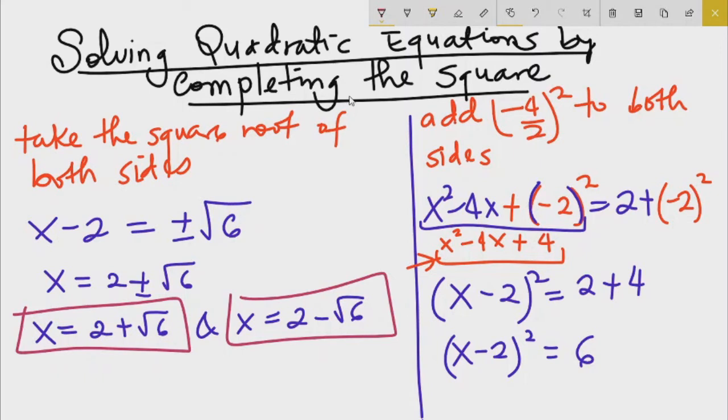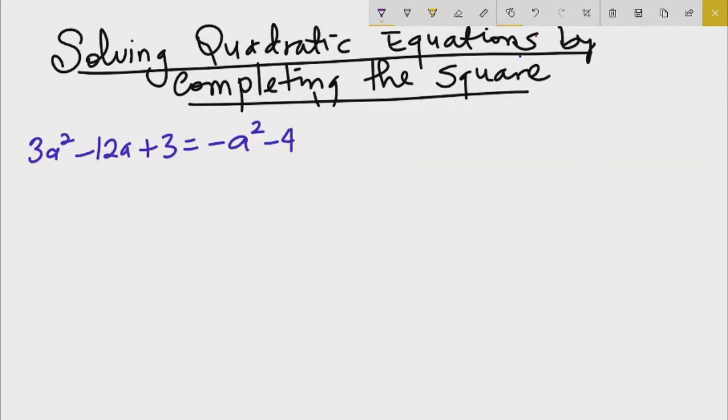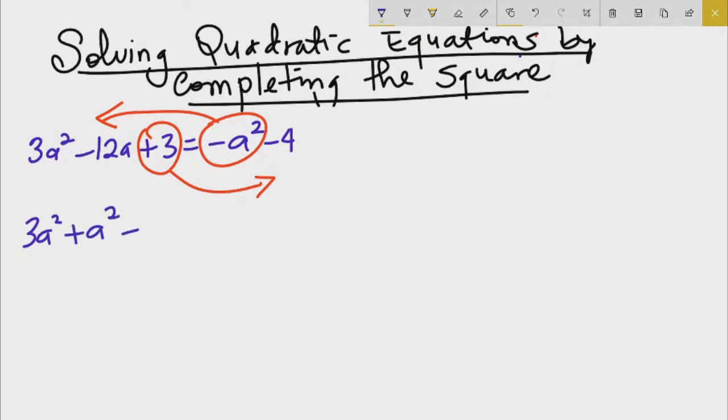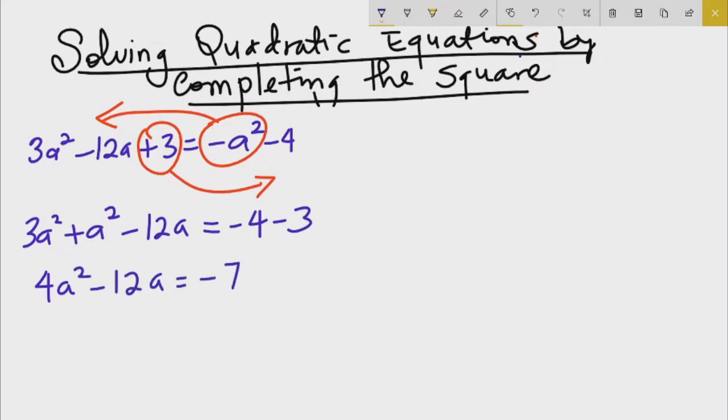Now I'm going to give you another example. I'm supposed to solve 3a² - 12a + 3 = -a² - 4. So what you want to do is move the -a² to the left, and move the constant term to the right. So your equation will become 3a² + a² - 12a = -4 - 3. Okay, so you have 4a² - 12a = -7.